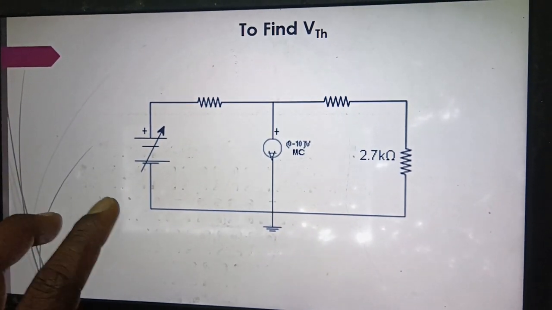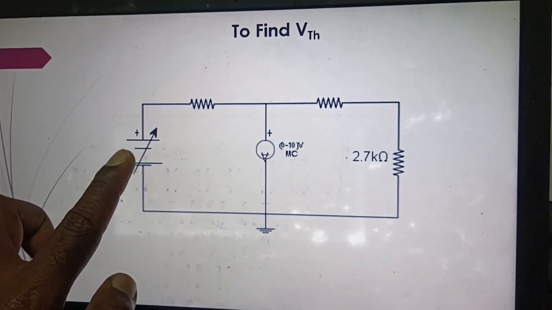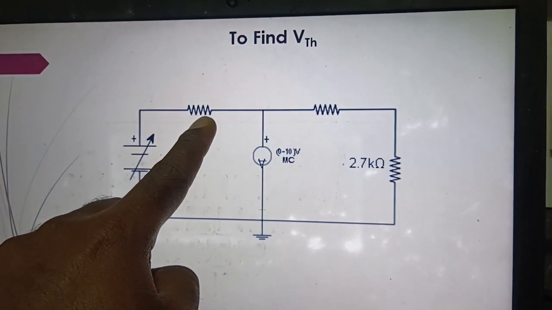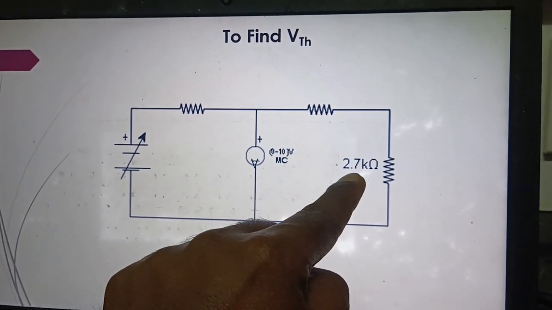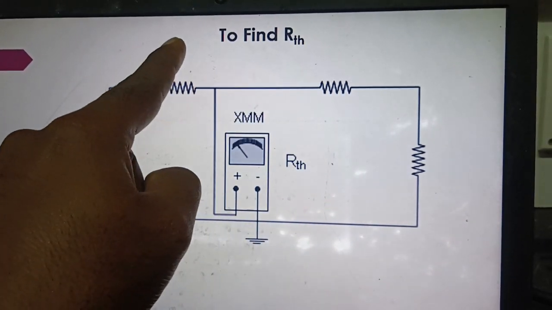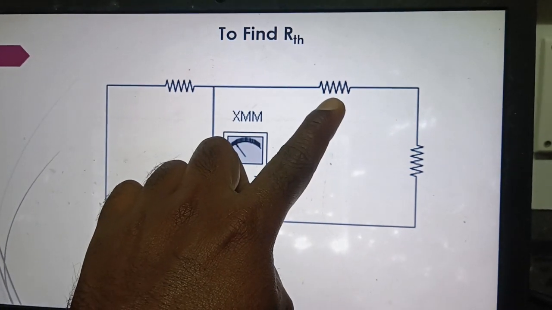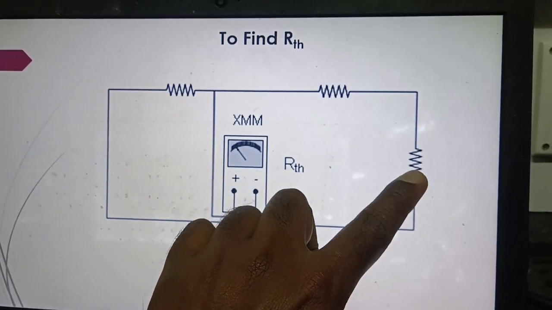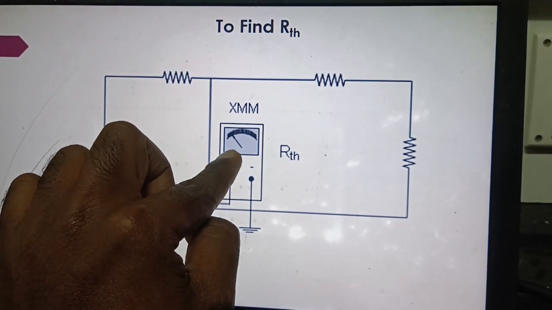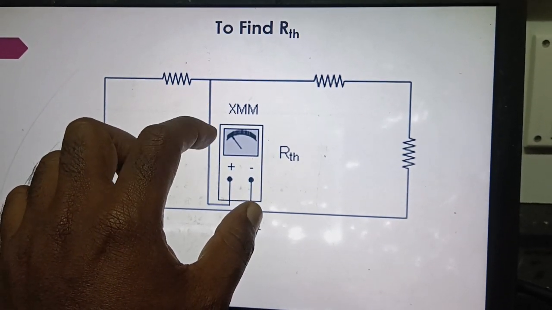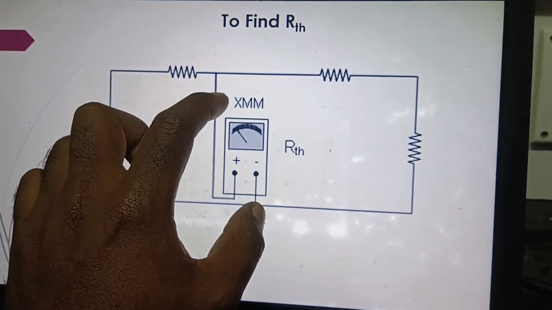First of all, we are going to find VTH. For that, the circuit will be input voltage source, 1 kilo ohm, then one voltage source, here 3.3 kilo ohm, 2.7 kilo ohm. Then to find RTH, we are using 1 kilo ohm as well as 3.3 kilo ohm, 2.7 kilo ohm. In between, we are going to use one multimeter to find out the resistance across this particular element. From that we can find out the RTH value.